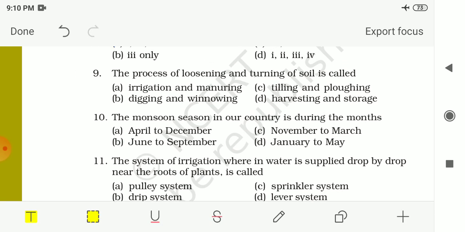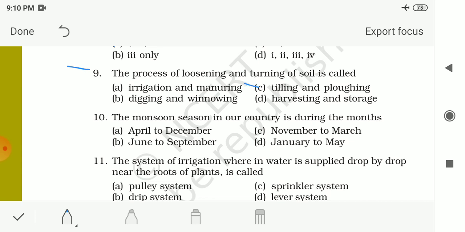Next, 9th number, the process of loosening and turning of the soil is called, the options are given to you, that is irrigation and manuring, digging and winnowing, tilling and ploughing, harvesting and storage. So here your answer is option C, tilling and ploughing. The process of loosening and turning of soil is known as tilling and ploughing. It is the first step in the preparation of soil for the cultivation of crop, and the ploughing is done using a plough which is made up of iron or wood. So here your answer is option C, tilling and ploughing.